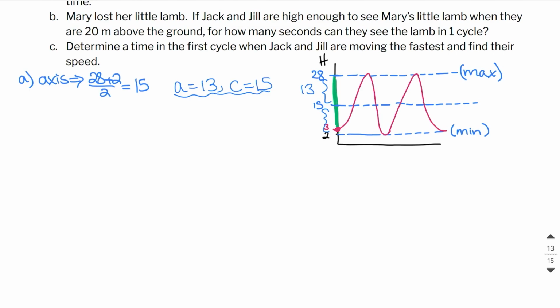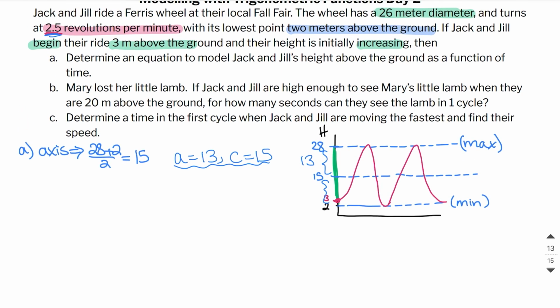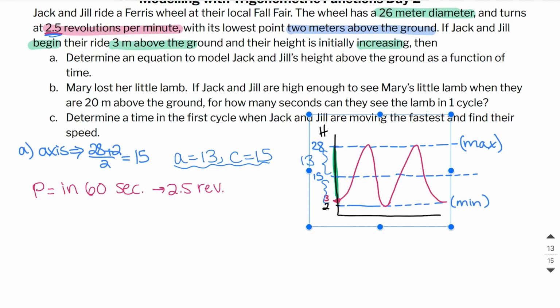Okay, so the period is how long it takes to complete a full cycle, right? And it tells us right here that they're going at 2.5 revolutions per minute. So in this period right here, we know that in 60 seconds, they go 2.5 revolutions. Well, what if, and I'm changing this to seconds just because it's a lot easier of a number to deal with in terms of what our period would be. If you want to stick with minutes, that's fine. It actually gives you an easier looking K value, but it's a little bit harder to deal with later on in this problem.